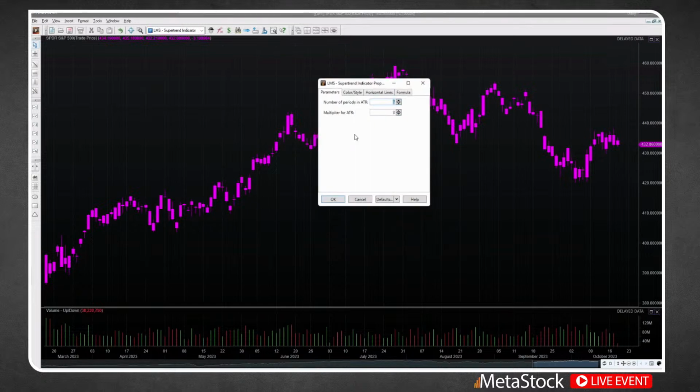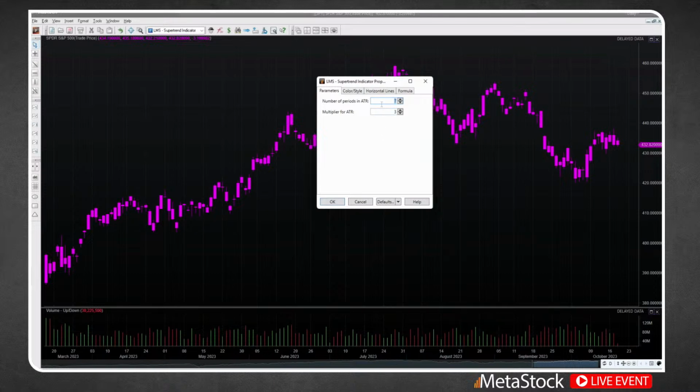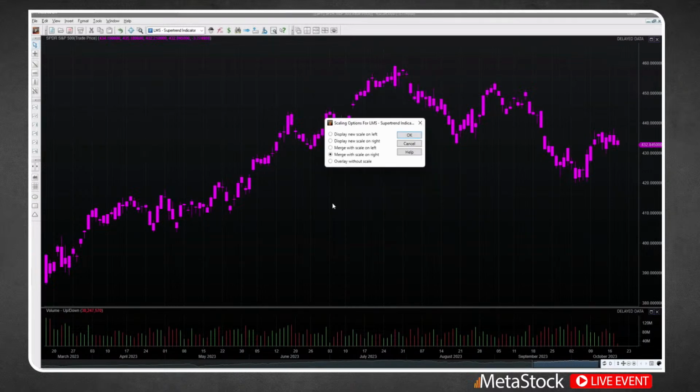When you let go of it, it's going to ask you for the periods you want to use in the average true range. The defaults are 7 periods for the length, and 3 for the multiplier. So this is where we're going to get started. I'll go ahead and plot it. It's going to ask you how to scale it, and what's really important is that you merge it with the scale. If your price scale is on the right-hand side, make sure you merge it with the right-hand side, or vice versa if it's on the left. What's important is that you merge it with the price scale so it plots correctly.